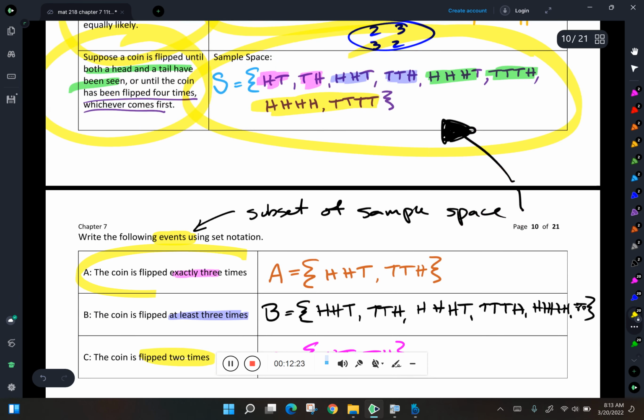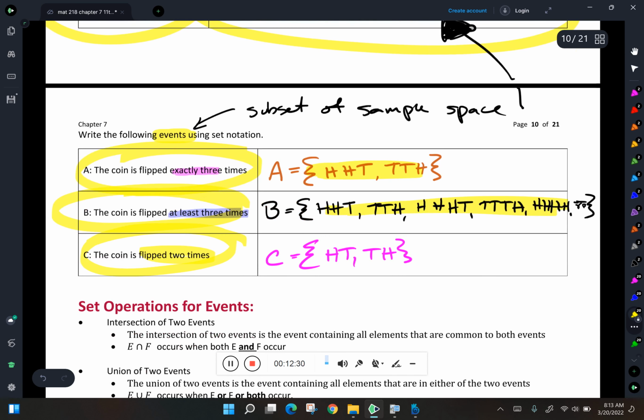Then they'll give us an event. We'll figure out what's in the event. And then we're going to calculate probabilities of these things happening. Like, what is the probability that the coin will only be flipped 2 times? What is the probability that the coin will be flipped exactly 3 times and such? Okay? So working through those scenarios.